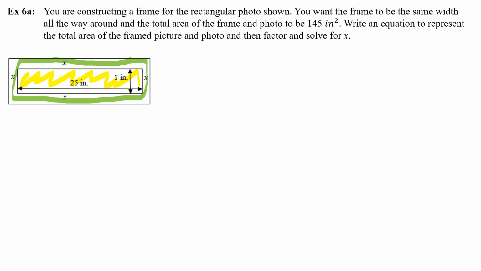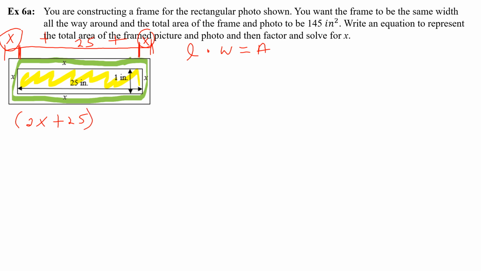Okay. We're talking about area of a rectangle. We should be thinking about length times width. So length times width is equal to area. All right. So length is going to be from here to here. Now we know this little space right here is just x. This little space right here is just x. And then from here to here, based on the picture, we know that that is 25. So if we add that all up, that's going to be x plus 25 plus x. x plus x is going to give us 2x plus 25. So the length is going to be 2x plus 25.